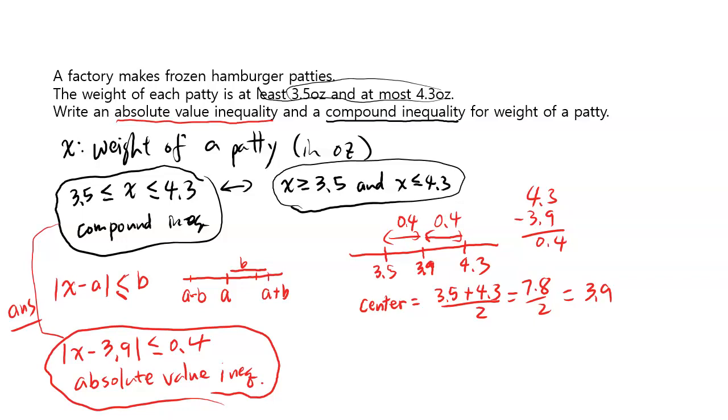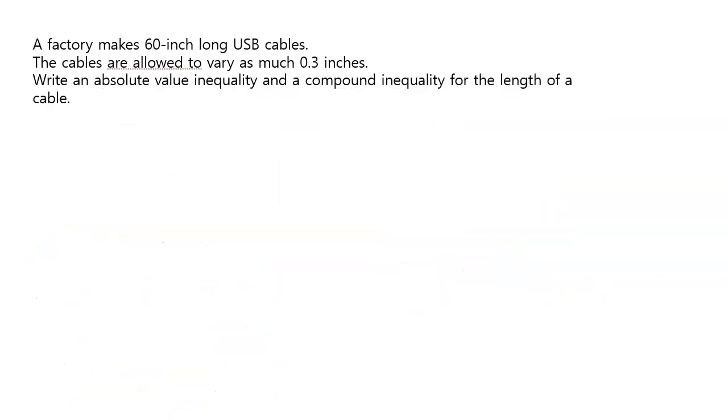Let me give you another example. A factory makes 60-inch long USB cables. The cables are allowed to vary as much as 0.3 inches. Write an absolute value inequality and a compound inequality for the length of a cable. So here, the word problem itself first gives you the absolute value inequality. That's the one that's directly given.